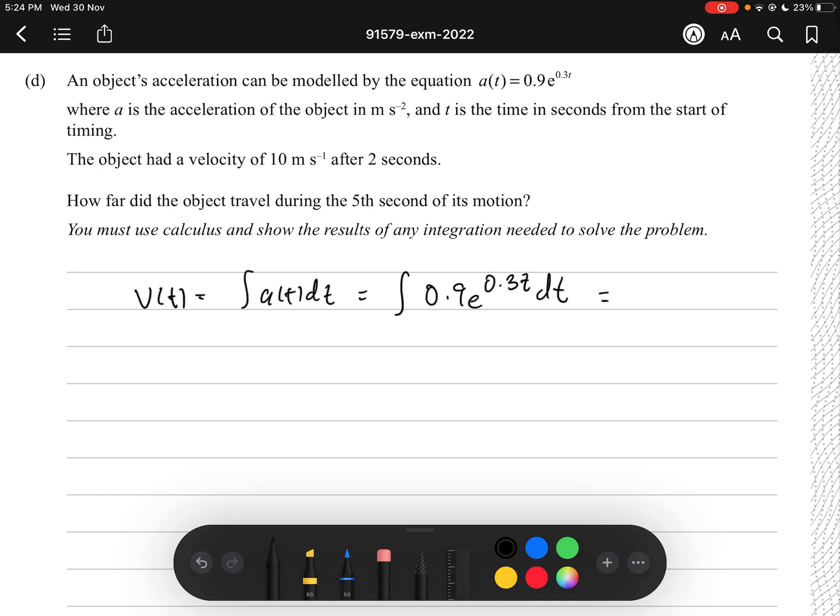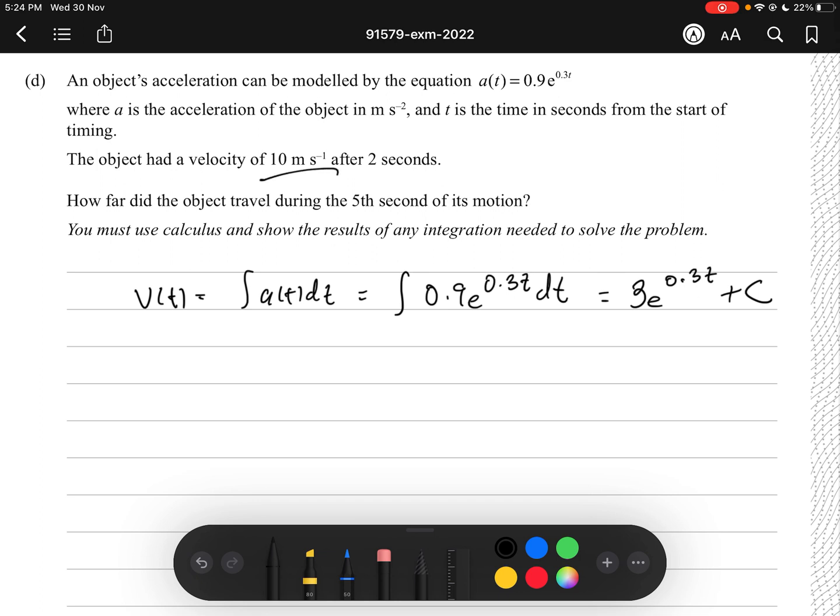So in this case, the derivative of 0.3t is 0.3, and we divide by 0.3, so 0.9 divided by 0.3 is 3. So the coefficient is 3 multiplied by e^(0.3t) plus the constant of integration, plus c. To find our c value, we're going to be using our initial conditions.